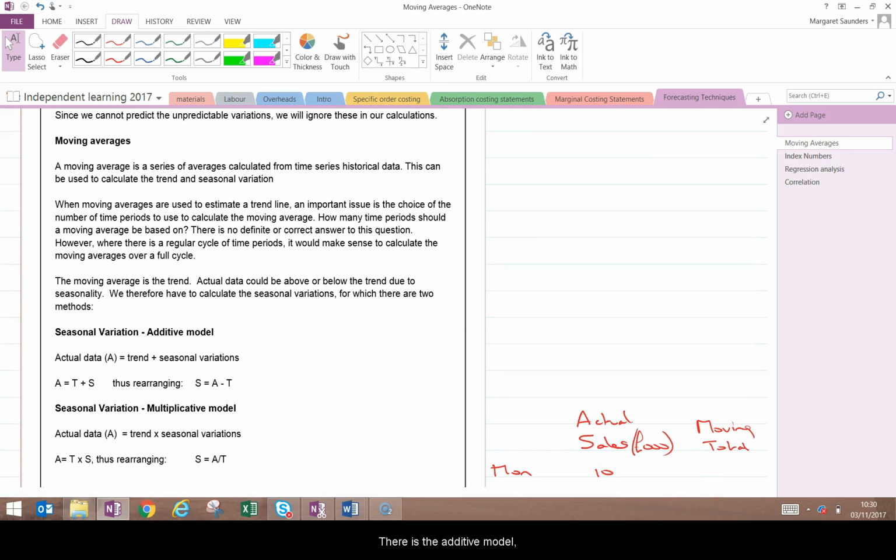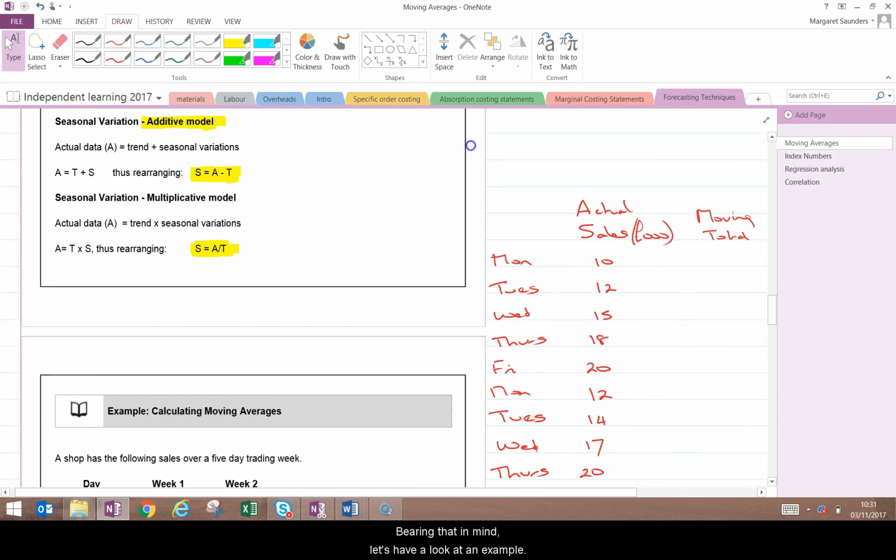There is the additive model, where the seasonal variation is calculated by deducting the trend from the actual data. So the seasonal variation is equal to A minus T. Alternatively, we can use the multiplicative model, where the seasonal variation is the actual data divided by the trend. Right, so bearing that in mind, let's have a look at an example.